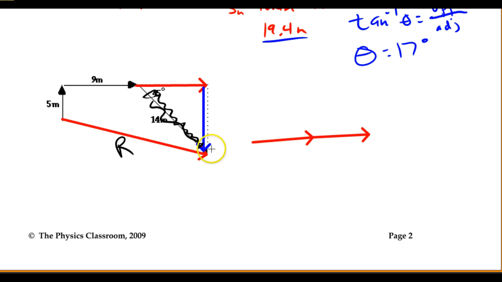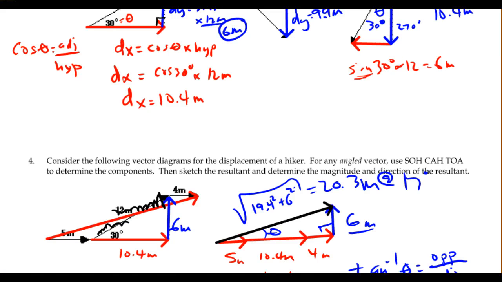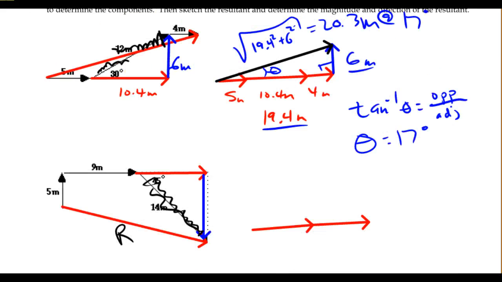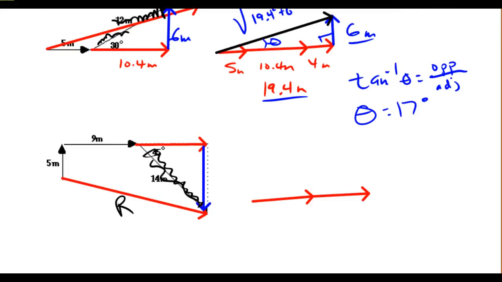Now, 9.9 minus 5 is going to be 4.9. So then I'm going to have a vertical downward because most of the vector is downward, the majority of it. And that's going to be 4.9. So I've got 4.9 meters here, and this is 9 and this is 9.9. And the resultant vector then is the vector from where I started to where I finished.